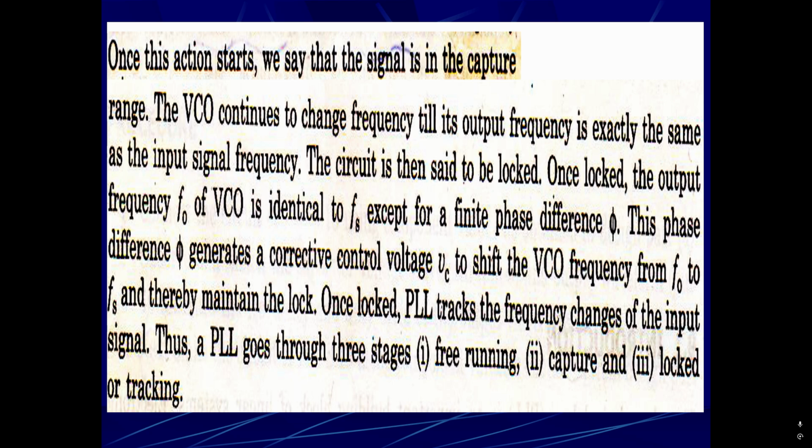This phase difference phi generates a corrective control voltage Vc to shift the VCO frequency from F0 to Fs and thereby maintain the lock. Once locked, PLL tracks the frequency changes of the input signal. Thus, a PLL goes through three stages: free running, capture, and locked or tracking.